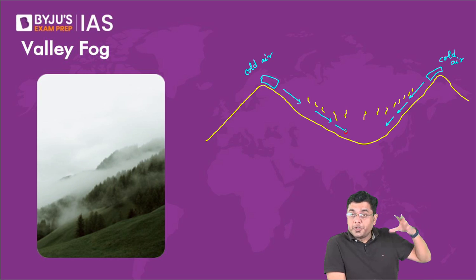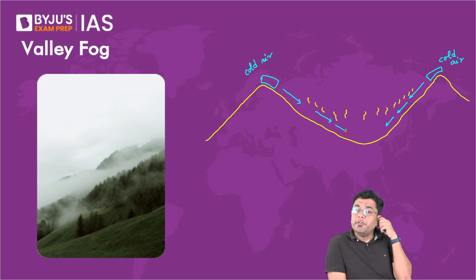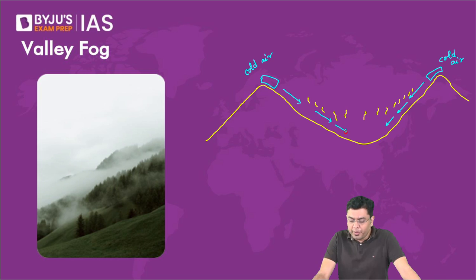As cold winds come down into the valley during the night, there will be condensation of the entire warm air which is trapped in the valley. That is what is referred to as a valley fog. Okay, so that is the case of the various different types of fogs which are created.